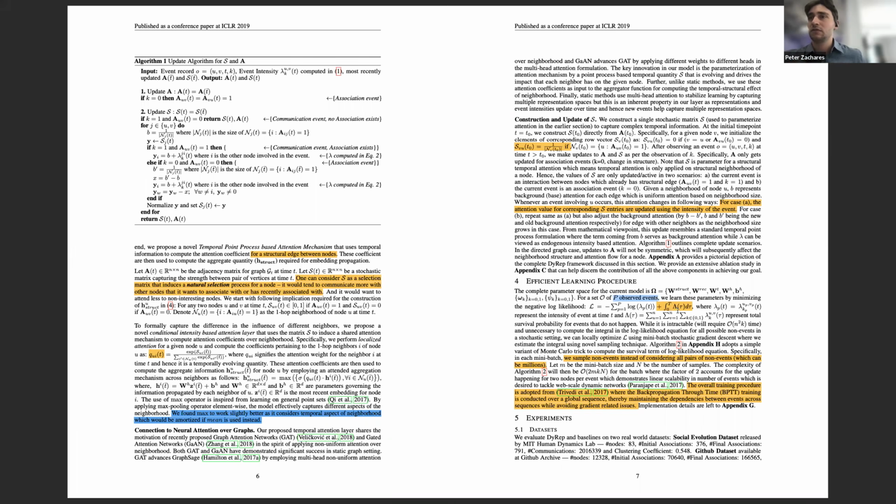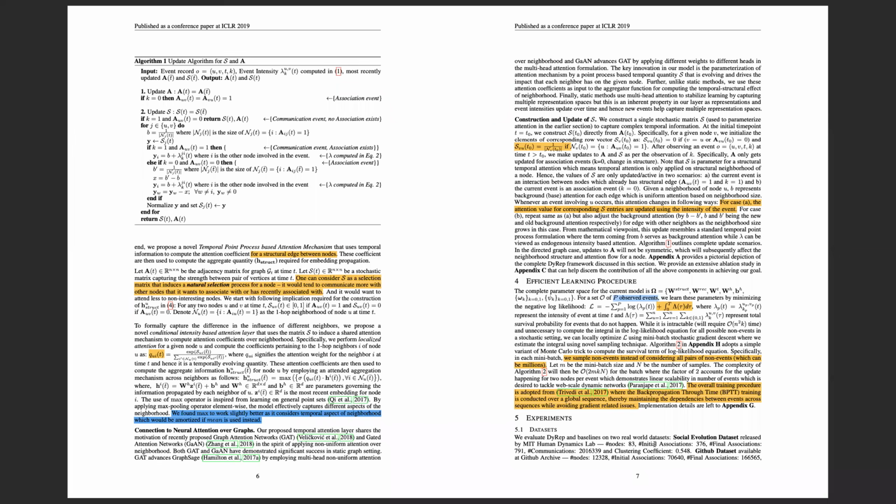Kind of, yeah. Hopefully. Okay, cool. So in terms of experiments, they test their method on 2 data sets, the social evolution data set and the GitHub data set, which have different character, yeah?